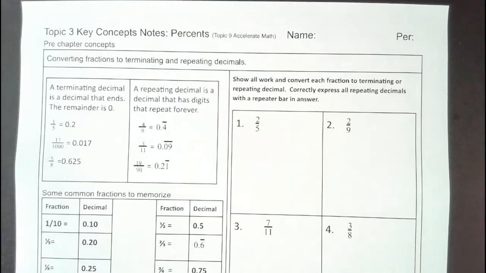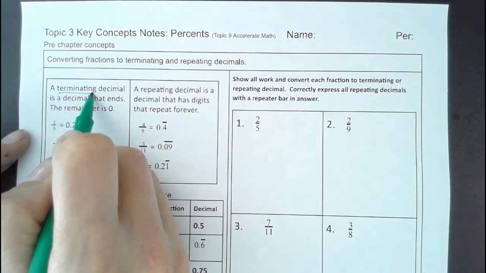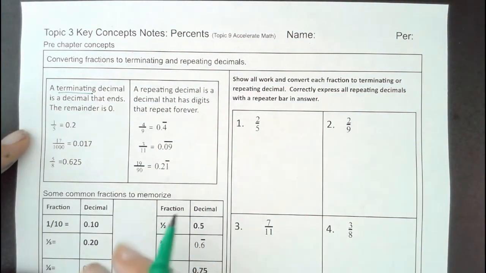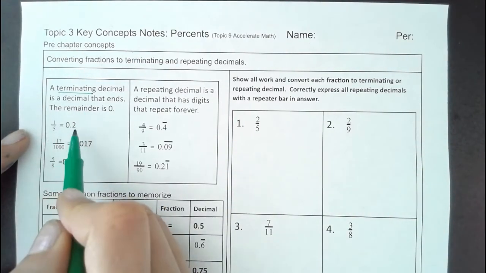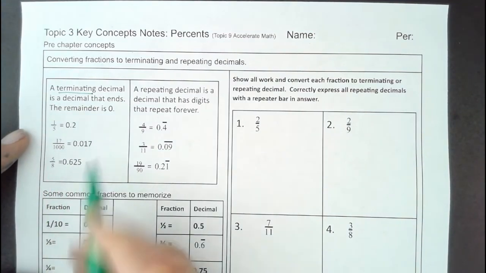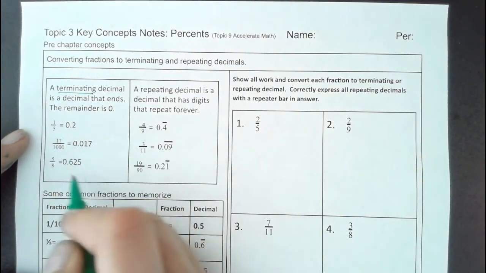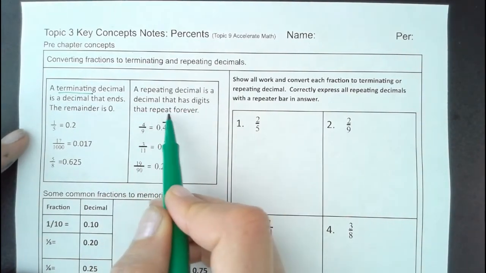Today we are going to be converting fractions to terminating and repeating decimals. Terminate means to end. Think of the movie, if you've ever seen it, it's really old, called The Terminator. He ended people. These all end at an exact number, meaning there's no more remainder when you do the long division. A repeating decimal is a decimal that has digits that repeat forever.